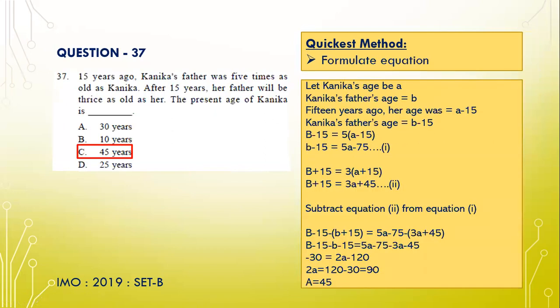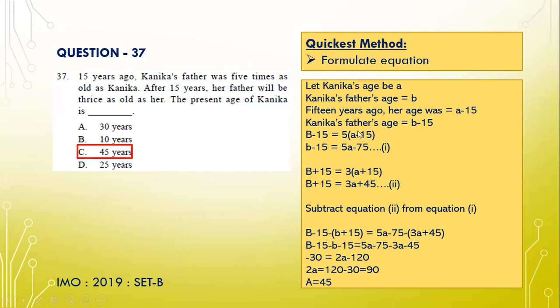15 years ago, Kanika's father was 5 times as old as Kanika. After 15 years, her father will be thrice as old as her. What is the present age of Kanika? So formulate the equation, again a very good question. So let Kanika's age be A and Kanika's father's age be B. 15 years ago, what will be Kanika's age? Kanika's age will be A minus 15 and Kanika's father's age will be B minus 15. Isn't it? 15 years ago, it will be A minus 15 and B minus 15.